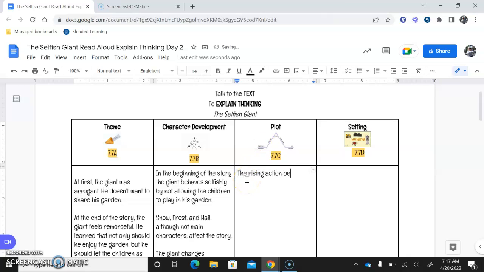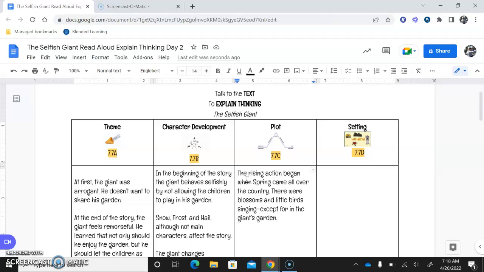Okay, so the rising action began when spring came all over the country. There were blossoms and little birds singing, except for in the giant's garden. So that's definitely the rising action there.